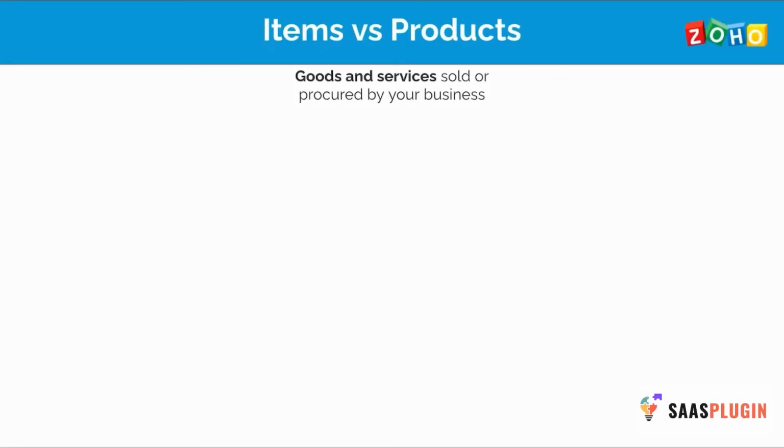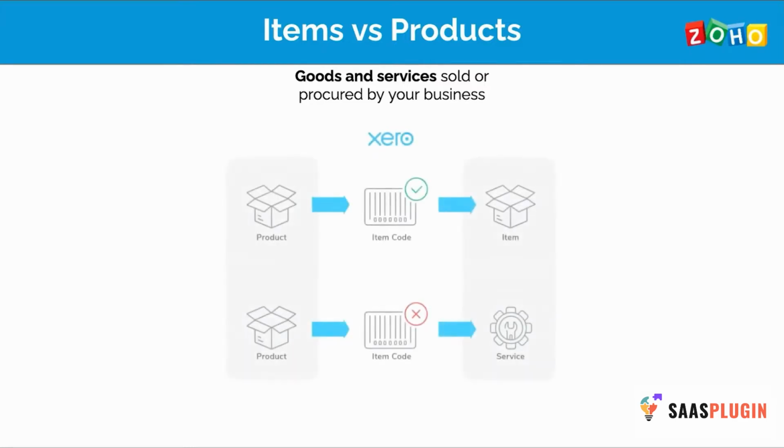In simple business terms, products are any goods or services sold or procured by your business. In Xero specifically, under the products module, you can have two types of products based on whether or not they have something called an item code. Now, this item code is the pivot of the products module sync. In Xero, products with an item code are defined as items, and products without one are defined as services.